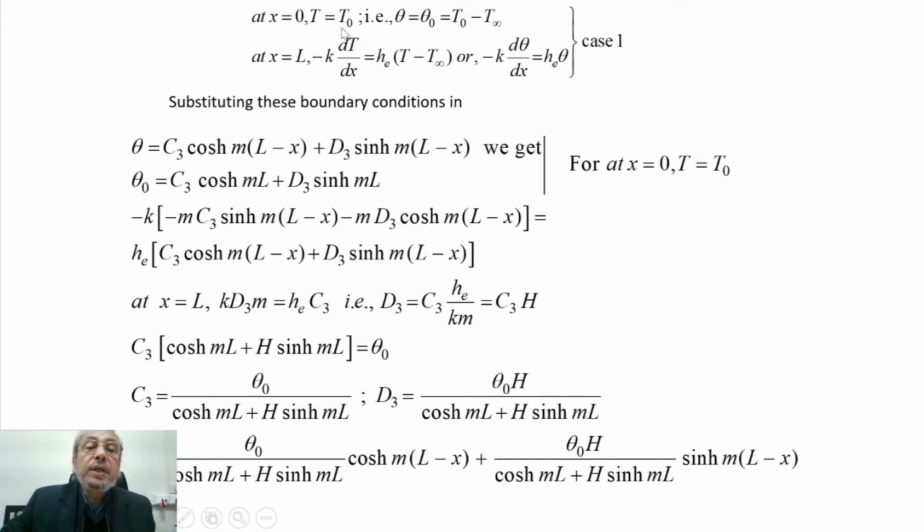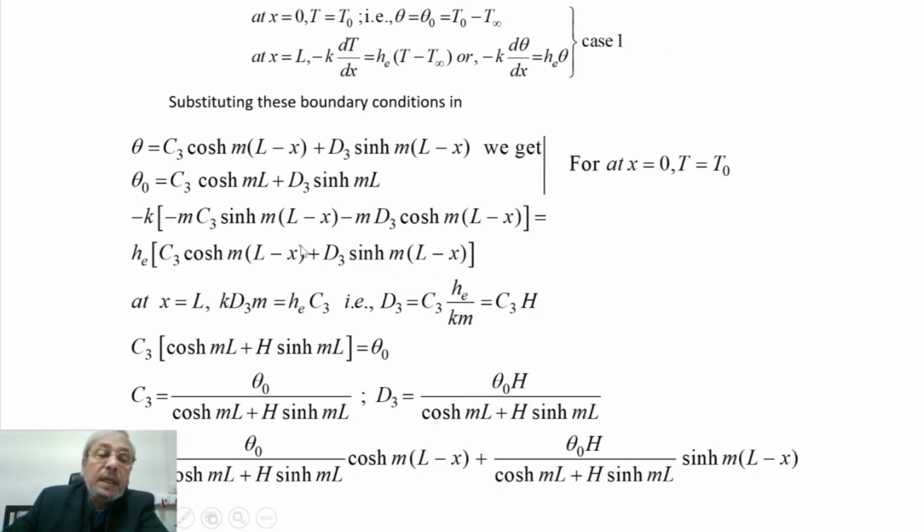So the first condition has been substituted and we get this expression. The second condition is minus k d theta/dx equal to He theta. So minus k, and we differentiate this quantity, we get minus m C3 sinh m(L minus x) minus m D3 cosh m(L minus x). So this is equal to He into theta.